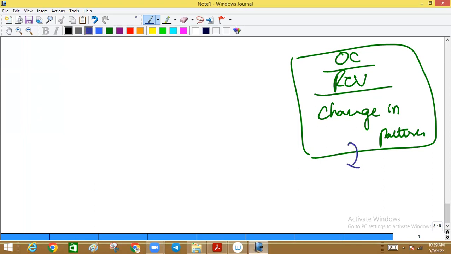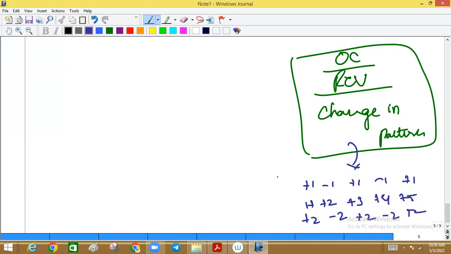Change in pattern examples, write down some here, like +1, -1, +1, -1, +1, or +1, +2, +3, +4, +5, or +2, -2, +2, -2, +2. These are some of the examples. Again, if this question comes, then the question jumps into the difficult category. In the first question we did direct opposite coding. By seeing it you can give the answer. That is easy. The second one we did, two layers, that is moderate. This question is difficult. So that's how the question is framed in the exam.